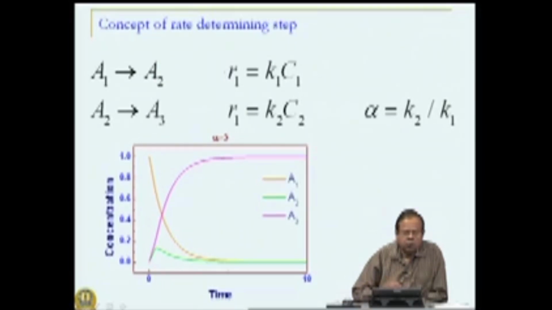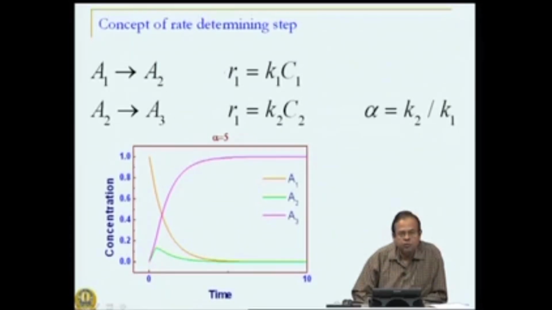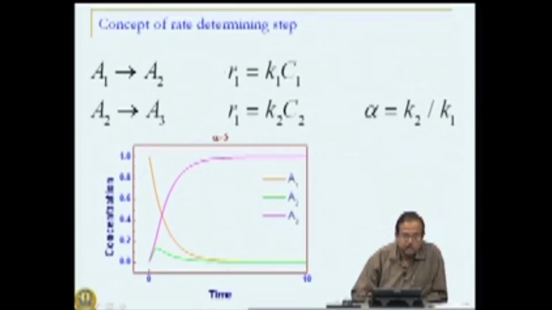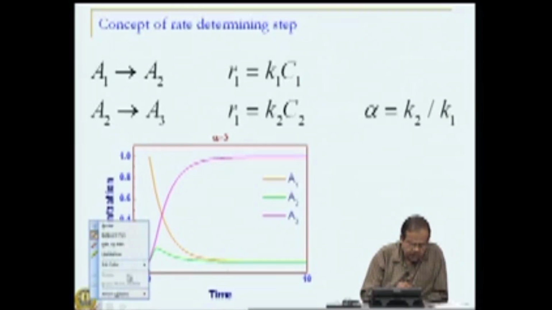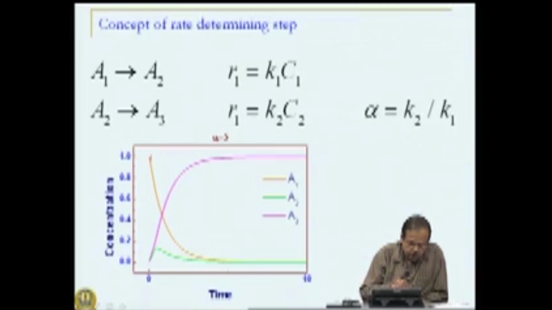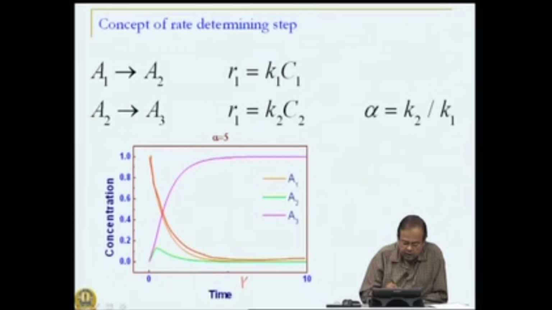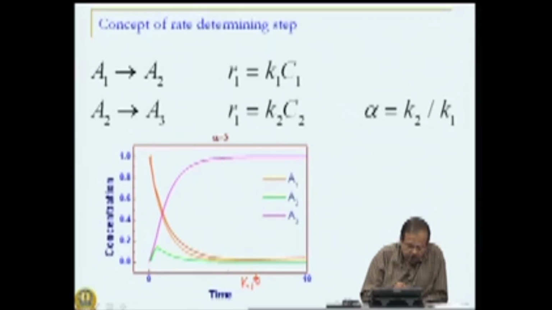Let us now look at what happens when alpha is 5. The same reaction, everything is the same in the batch reactor. So, we are now carrying out this reaction when alpha is 5. Once again, as before, A1 is decreasing. In fact, it is the same as before, because we are looking at dimensionless time k1 into t. A2 is also initially increasing and then decreasing, qualitatively the same behavior as before. This is my A2.